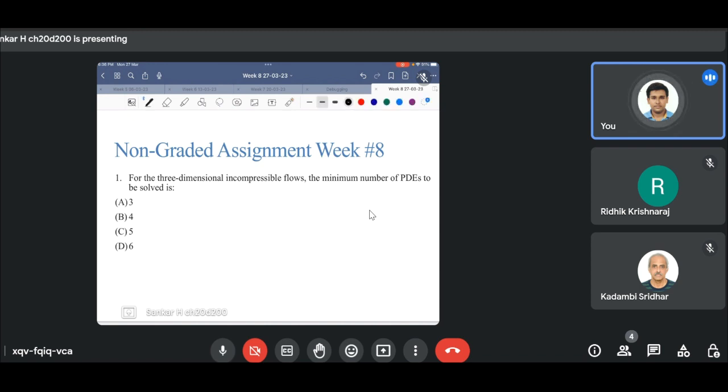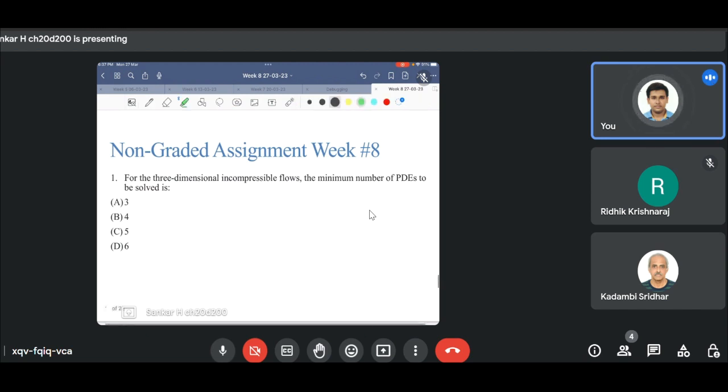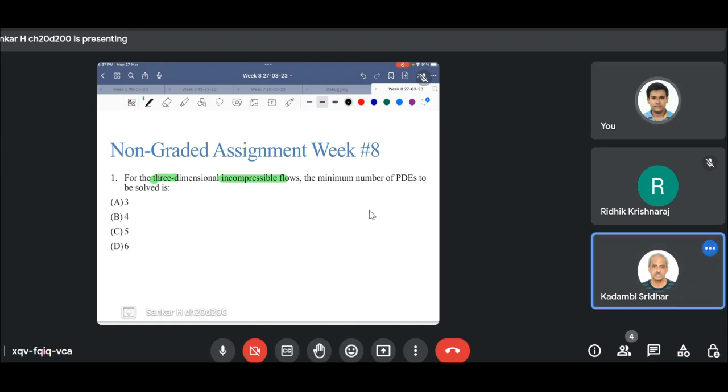Looking at the first question, for three-dimensional incompressible flows, the minimum number of partial differential equations to be solved is... Please note that this is a three-dimensional and incompressible flow. So four, five... no, the answer is 4, right? Sorry, we don't have to worry about temperature over here. I'll come to that.